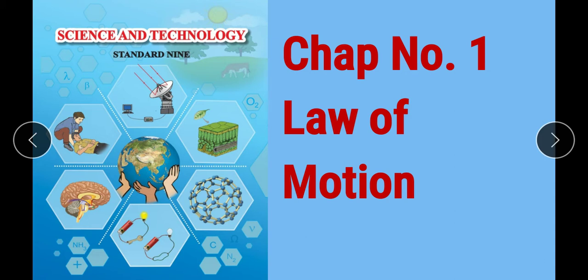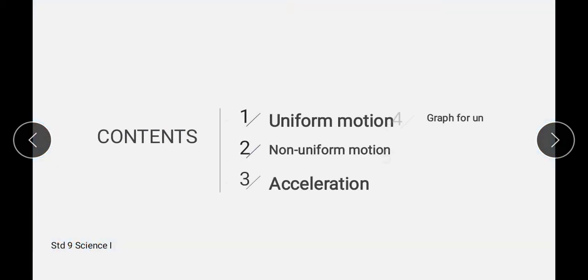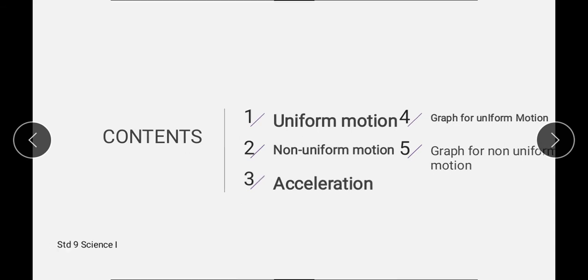Student, in the last lecture we learned about uniform motion, non-uniform motion, acceleration and numericals based on acceleration. In this topic, let's learn the graph for uniform motion and the graph for non-uniform motion. Let's revise.